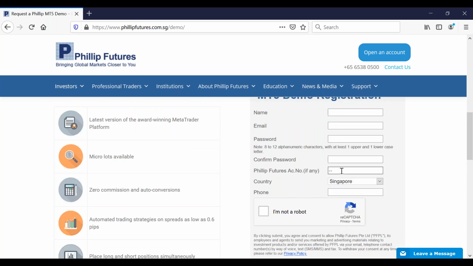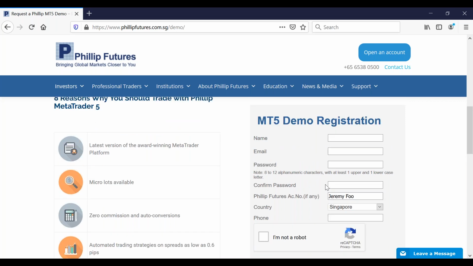Fill up the form here. If you would like me to follow up with you, do indicate my name under Philip Futures account, so you can type my name here. That would be useful, and then I'll follow up accordingly with you regarding the demo account. They will send the login details to your email, so do provide a valid email address.